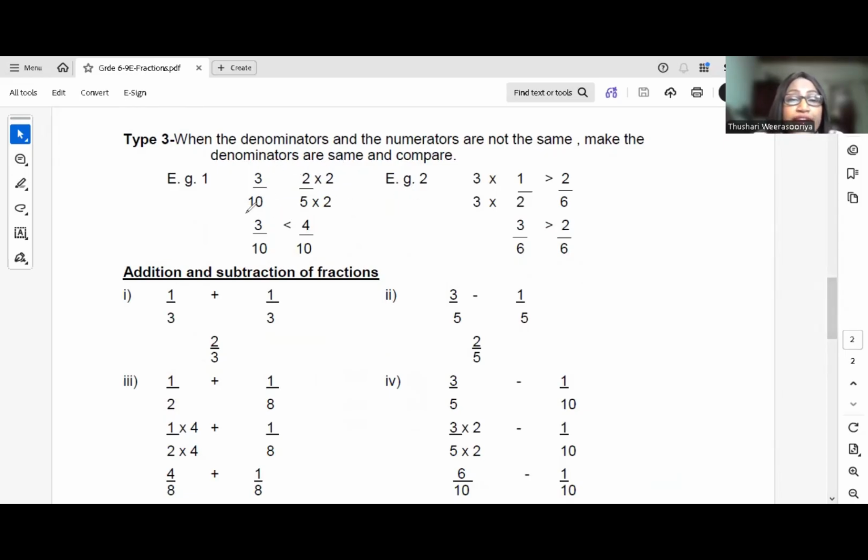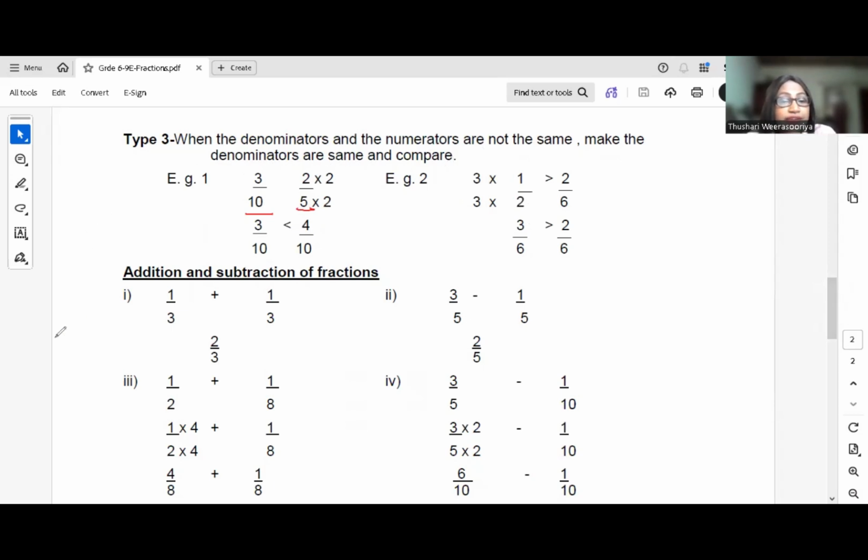Now, 3 over 10 and 2 over 5. Neither numerator nor denominator are same. So, what do we do? You can make 5 as 5 multiplied by 2, then you make the same denominator. From there onwards, you get 4 over 10. Next one, 1 over 2, 2 over 6. You multiply this by 3. 3 over 6, 2 over 6. This is bigger. You can understand the comparison very well.